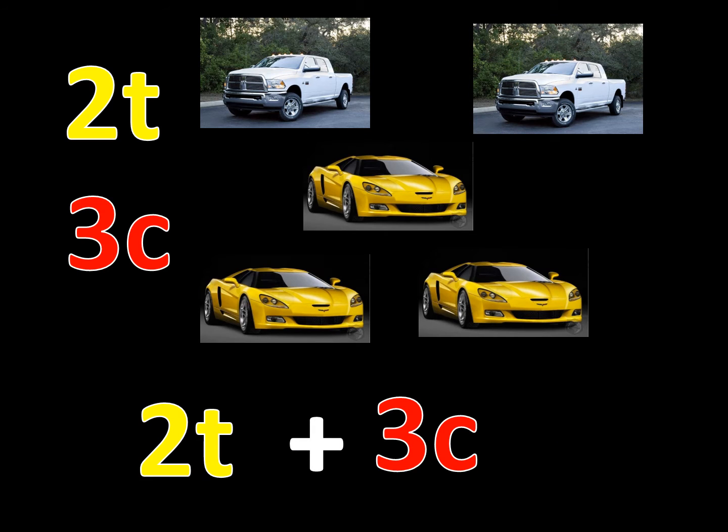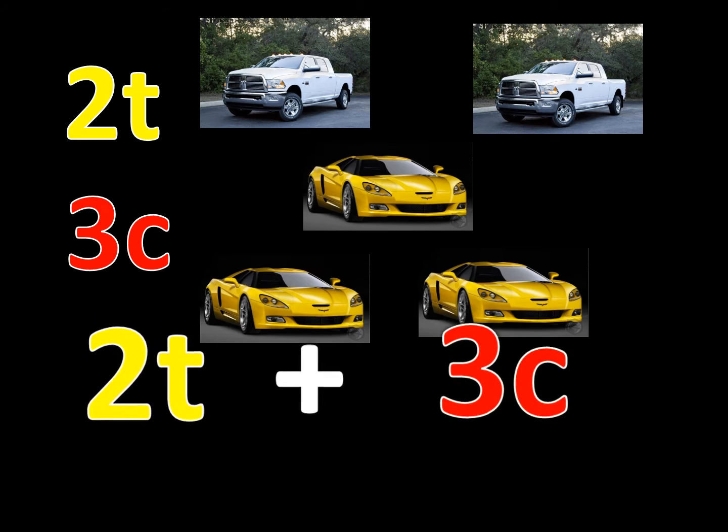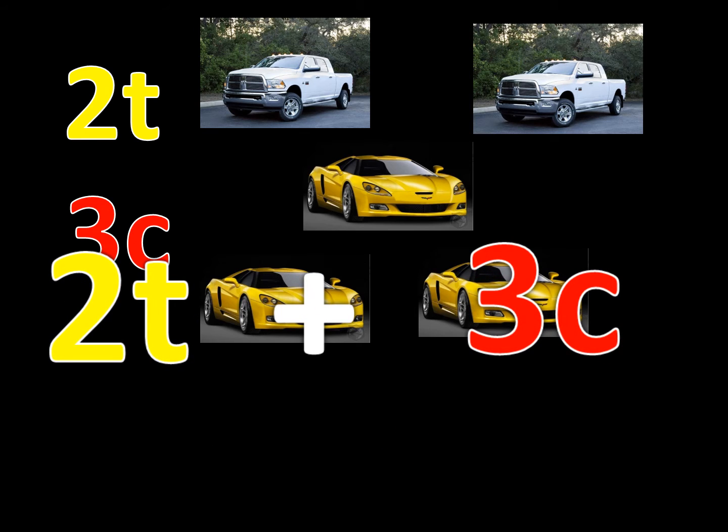But what about 2T plus 3C? 5 Corvettes or 5C is wrong. 5T or 5 trucks is equally wrong. 5 truck Corvettes makes no sense at all. 2T plus 3C is as far as you can go with this problem. You don't have to do any adding at all. How could you misadd a problem where you don't have to add anything at all?